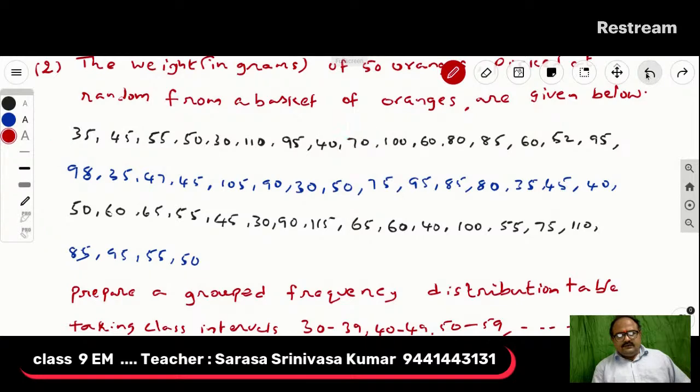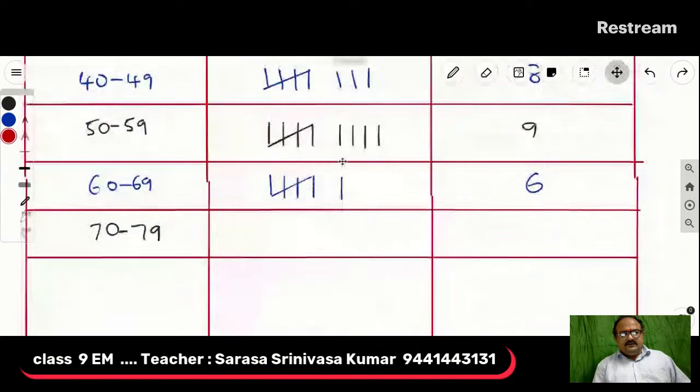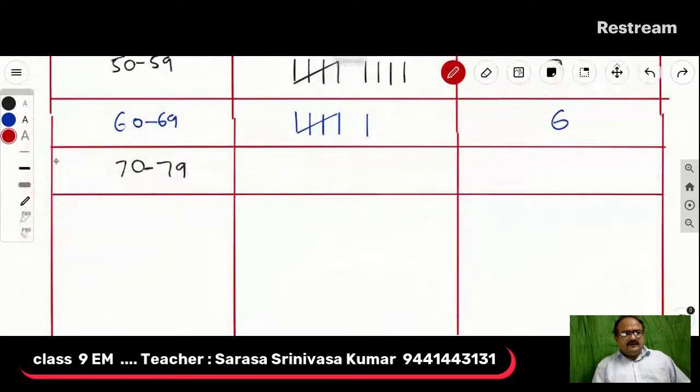Now we write the tally marks and the frequency for this class interval. So the frequency is 3. So tally marks 1, 2, 3. So this is how we write the tally marks.